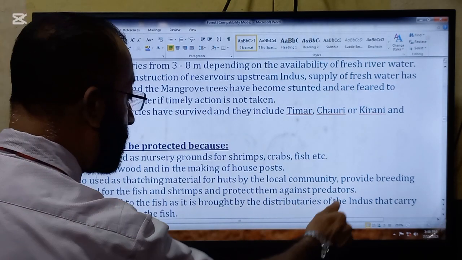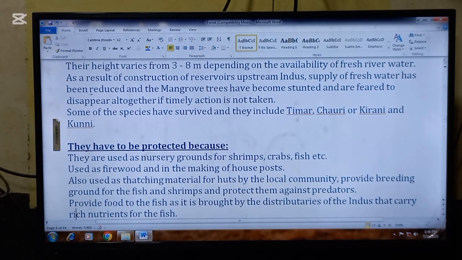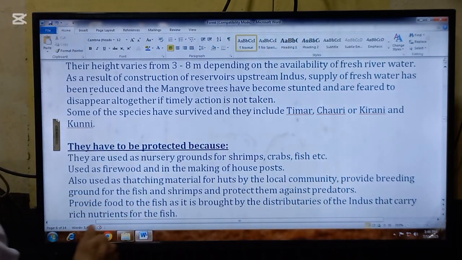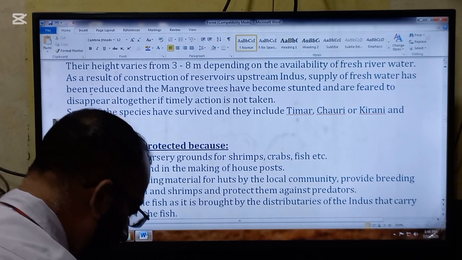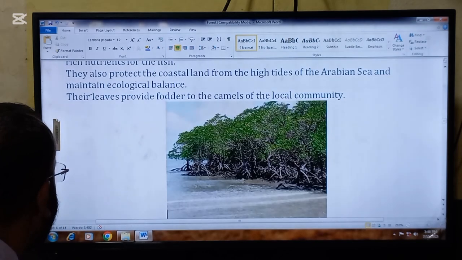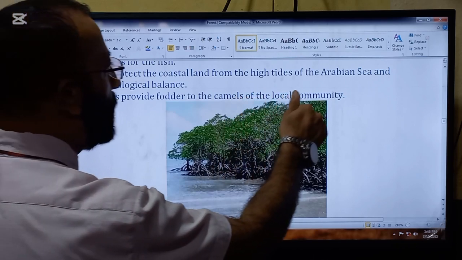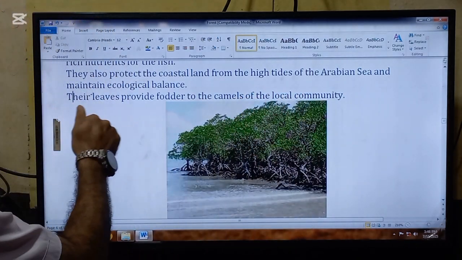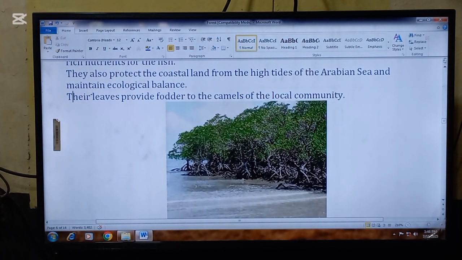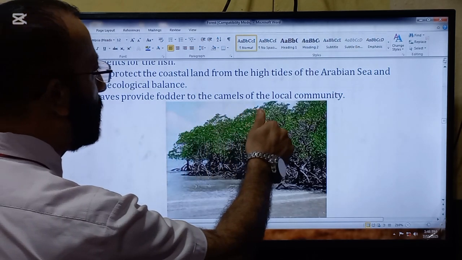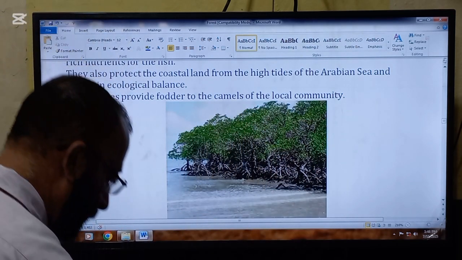protect them against predators. Provide food to the fish as it is brought by the distributaries of the Indus that carry rich nutrients for the fish. They also protect the coastal land from the high tides of the Arabian Sea and maintain ecological balance. Their leaves provide fodder to the camels of the local community.